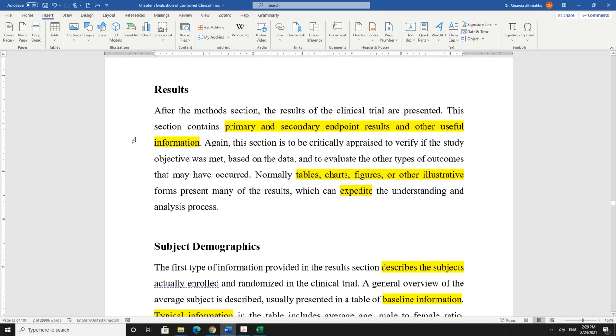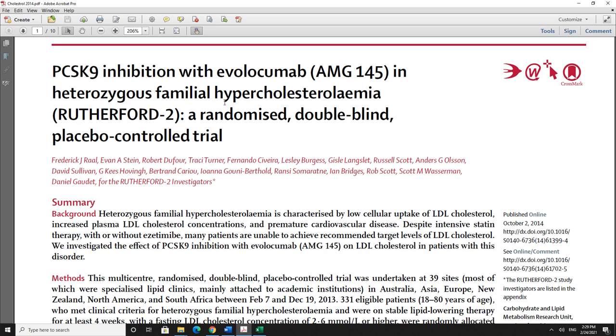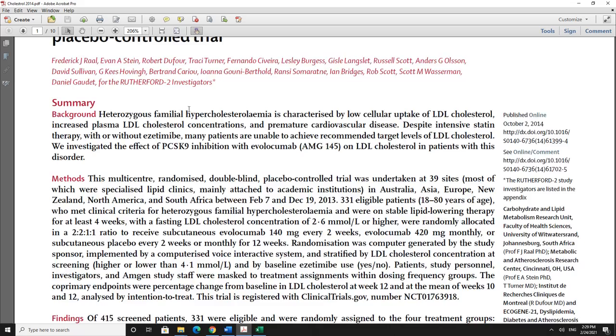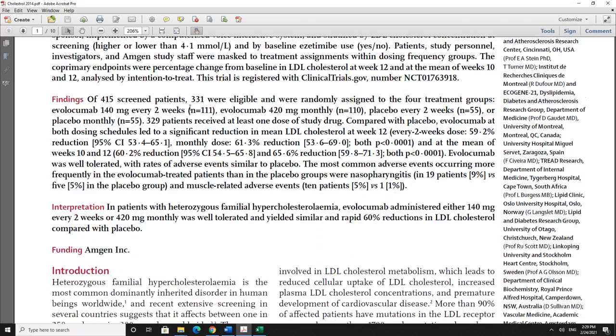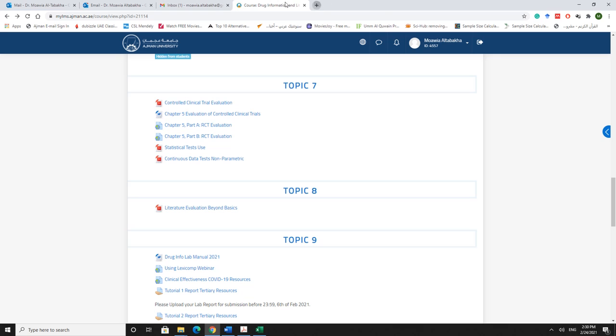Okay. Now in results, but before I talk about results, let me show you this nice piece of work. It's about evolocumab, and this is used to lower cholesterol level. It's very nice, and you will see that it has been published in a very well-known journal, the Lancet. If you remember, when we do evaluation, we have to evaluate the journal, the impact factor, etc. So you need to look at that.